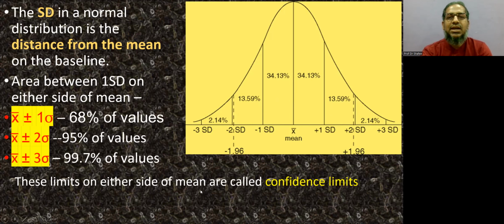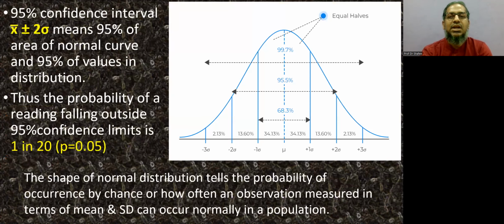These limits on either side of the mean are called confidence limits. The most commonly used is the 95% confidence limit, that is the mean +2 standard deviation and mean -2 standard deviation, which we'll see in the later part of this lecture. Now coming to the 95% confidence interval. What does it mean? It means x bar ±2 standard deviation, meaning 95% of the area of the normal curve and 95% of the distribution will fall in this range.